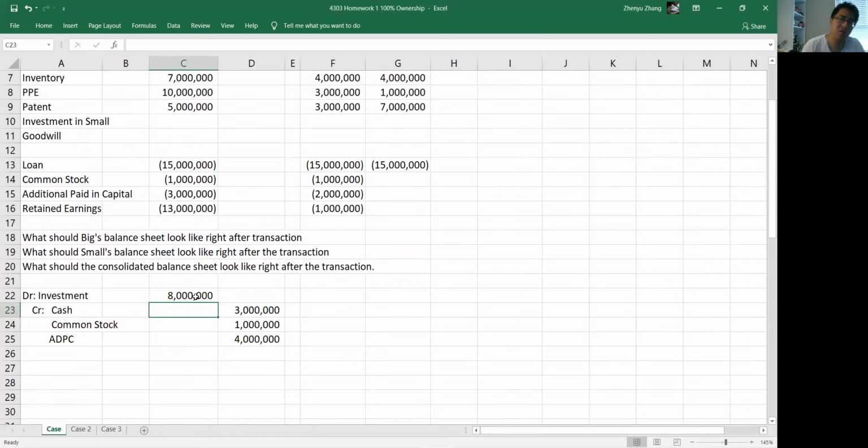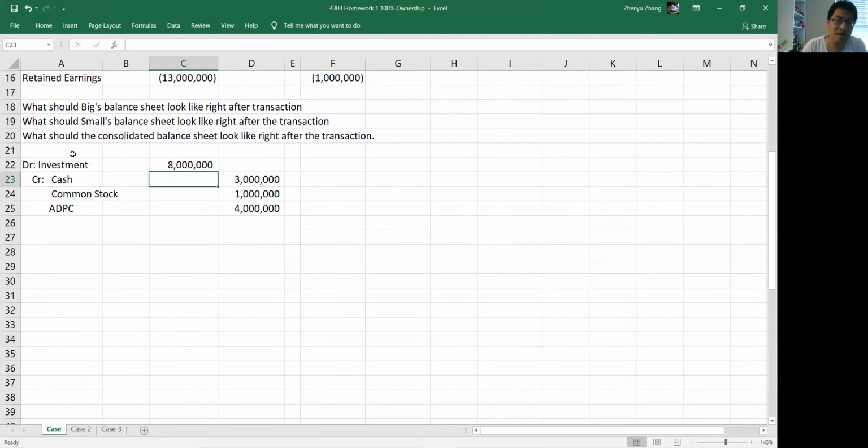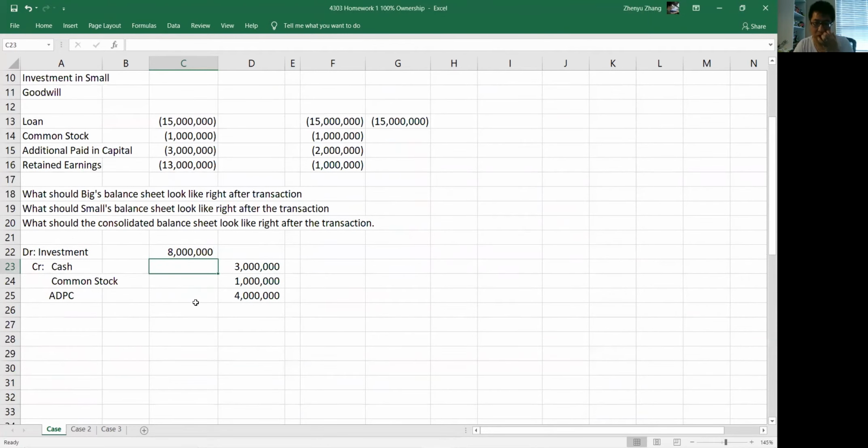I don't know if you got this right, but why 8 million? We can also think of another reason like this. Had Big not given shares to the former shareholders of Small, but sold them directly, they could raise 5 million cash. So by giving up the shares, it's the same as Big giving $5 million plus the $3 million they give in cash, which is $8 million. So that's the answer to the first question.